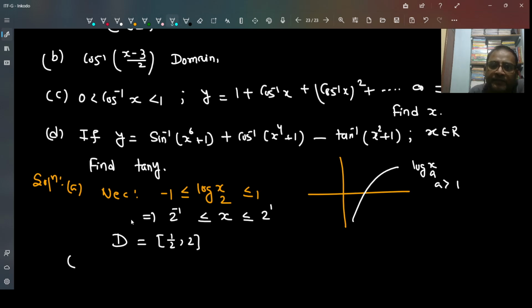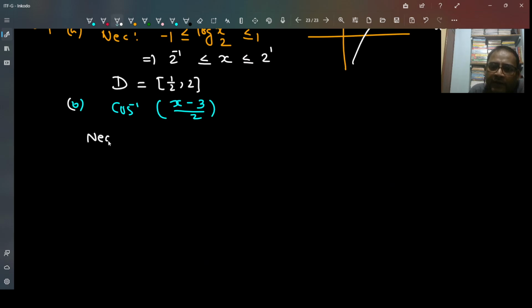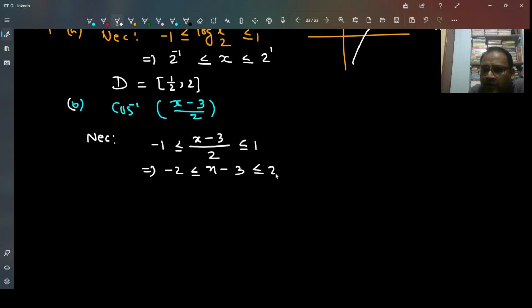Come to the second question. Find the domain of the function cos inverse within bracket (x minus 3) by 2. It is also a very easy question. Cos inverse x is defined only when mod of x is less than or equal to 1, or minus 1 less than or equal to x less than or equal to 1. So this is the criteria. Multiplying all sides by 2, it will be minus 2 less than or equal to x minus 3 less than or equal to 2. Now it will be minus 2 plus 3, that is 1, less than or equal to x less than or equal to 2 plus 3, 5. So you can say that the domain of the function is 1 comma 5.